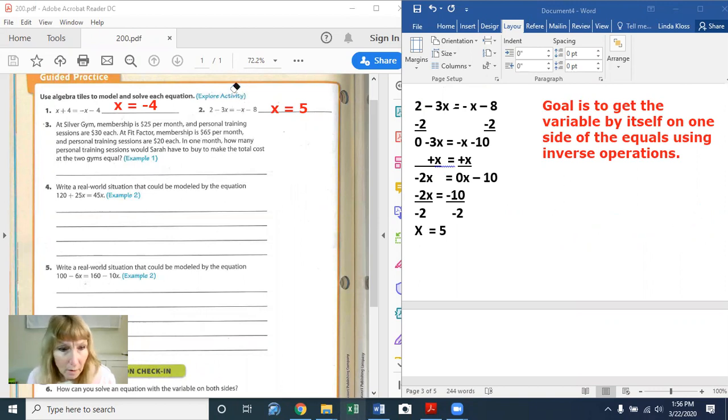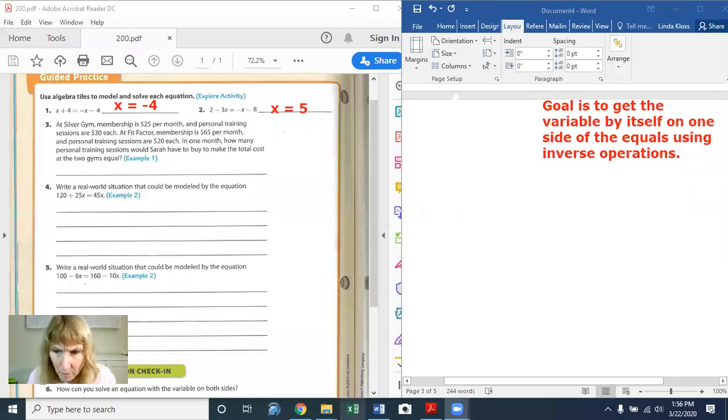Okay, scroll down, separate paper here. This one, we'll read it together. At Silver Gym, membership is $25 per month and personal training sessions are $30 each. At Fit Factor, membership is $65 per month and personal training sessions are $20 each. In 1 month, how many personal training sessions would Sarah have to buy to make the total cost of the 2 gyms equal? So we got a lot going on.